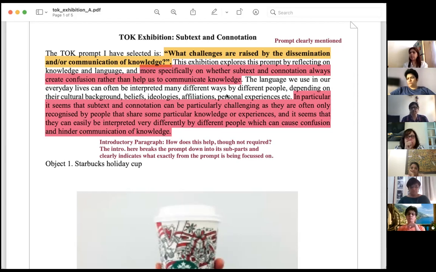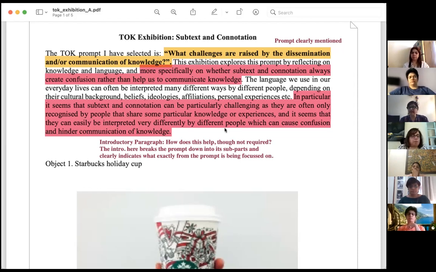So clearly, the challenges would make the entire commentary more argumentative, not descriptive, but rather looking at different perspectives and different challenges that the communication and dissemination will entail. Yeah. So the prompt itself is leading this argument.